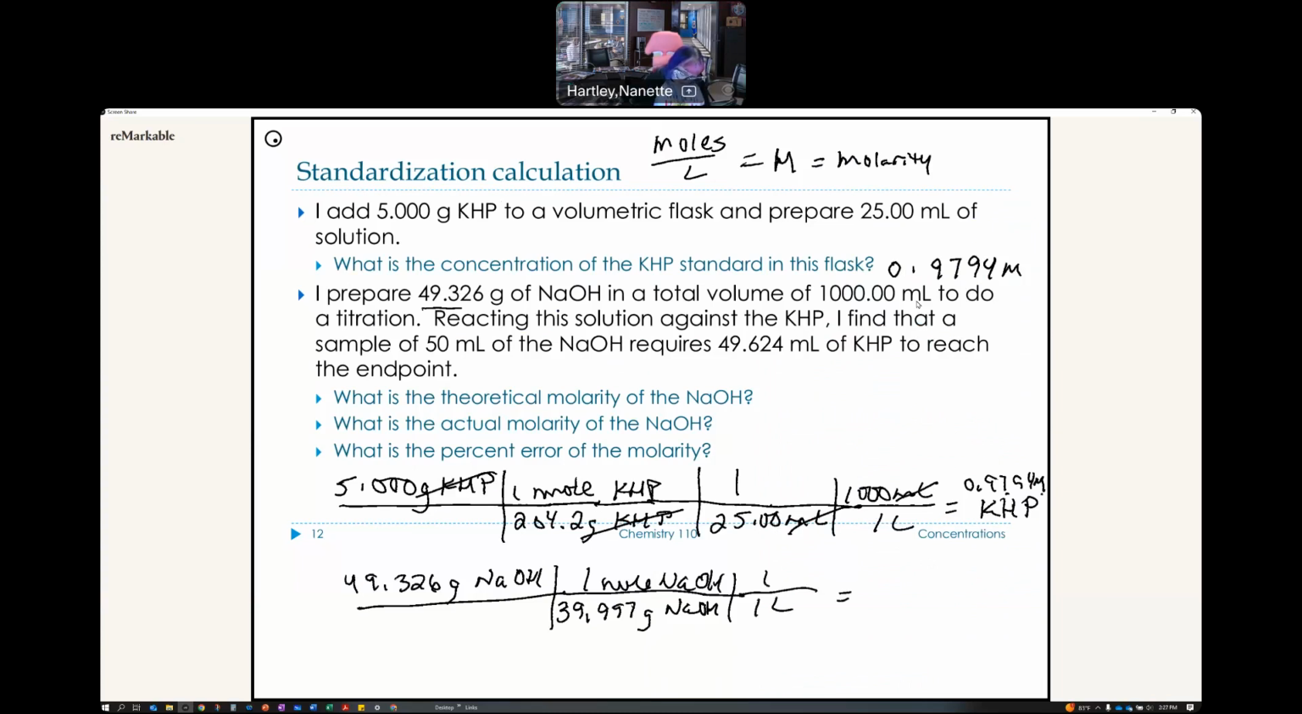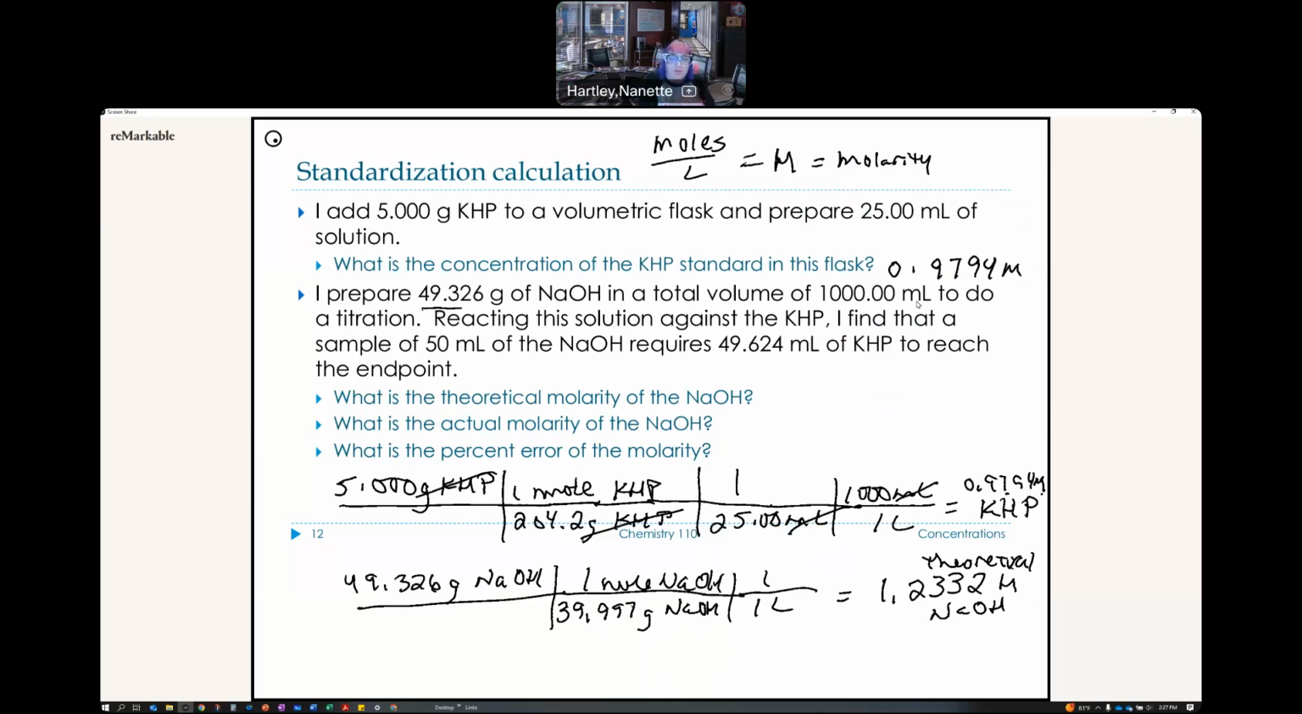And so I do that happy math, 49.326 divided by the number that I just calculated. And that gives me 1.2332 mole NaOH. And this is based on theory, so this is my theoretical. Okay, so that's my theoretical value.